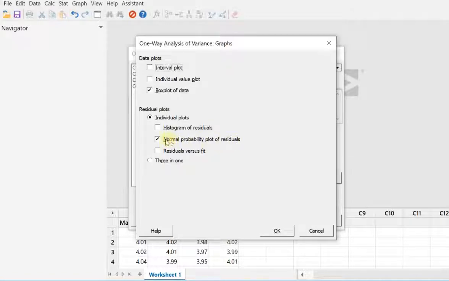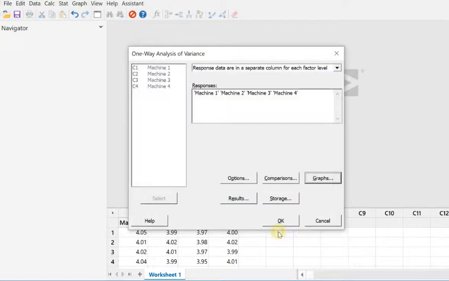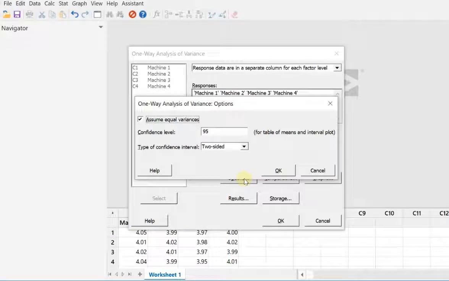Or actually no. Normal probability plot of residuals. That one, we actually check the assumption of equal deviations that way. Okay. Hit OK. And options.